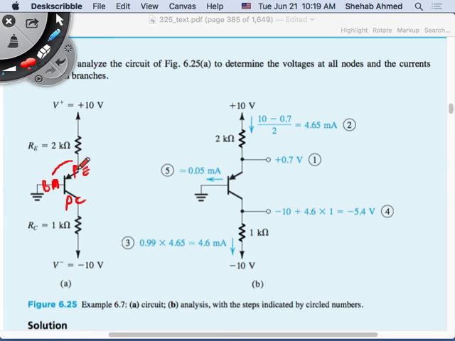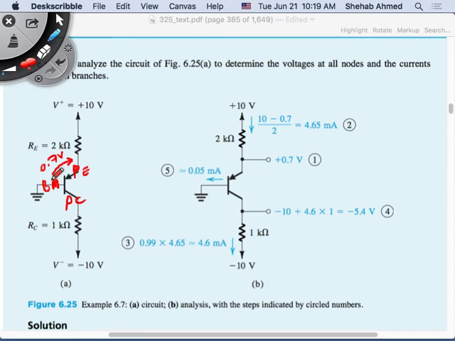This is PN. I want to make sure this is forward biased. Right? So forward bias being the voltage here becomes 0.7. That's, analyze the circuit, determine the voltage at all nodes and the current at all branches. Let's see. So first, again, we said we will assume. First step is assume that we're in active region.